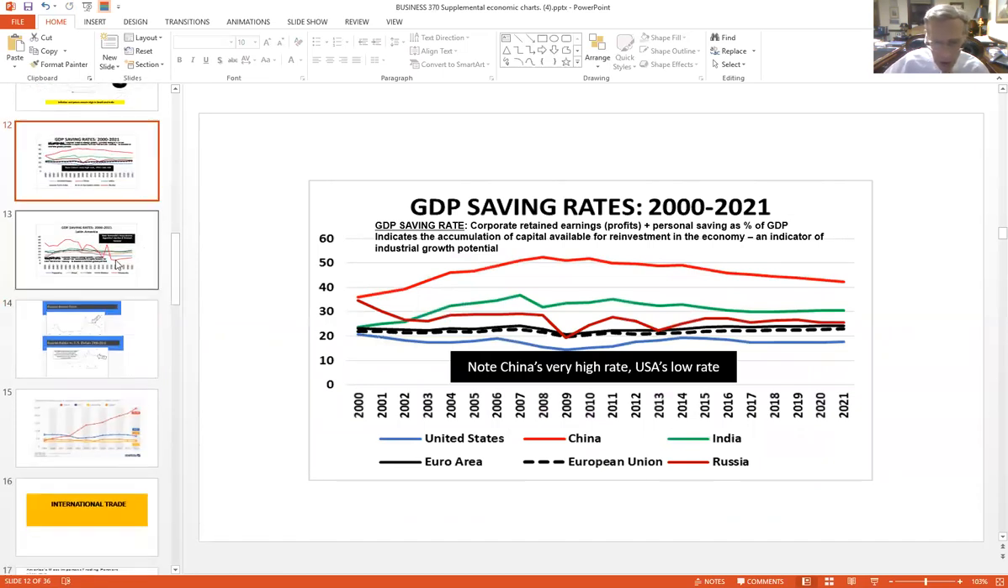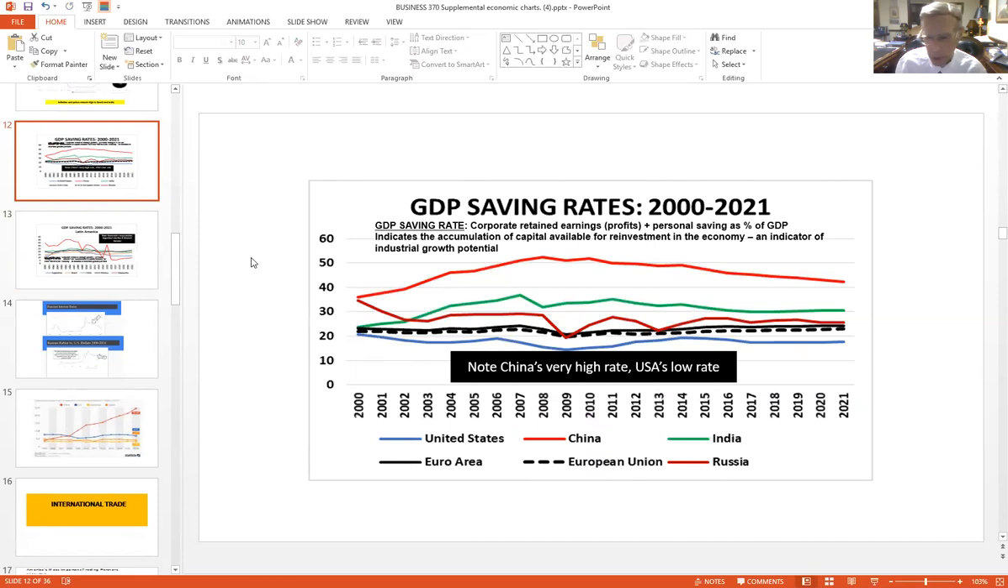Here's a chart that does not get looked at very often, and yet it should be. This is the GDP saving rate. It's not the saving rate that you often hear about. The saving rate that you often hear about, in the United States and in Europe, is simply private savings of consumers as a portion of the gross domestic product. But this is a different one.